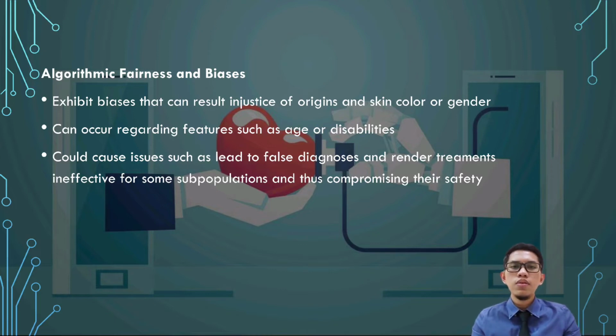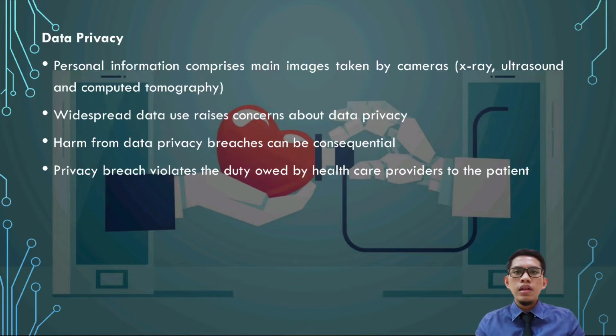In the health sector, where phenotype and sometimes genotype-related information are involved, biased AI could cause issues such as false diagnosis and render treatments ineffective for some subpopulations, thus compromising their safety. The third one is data privacy.